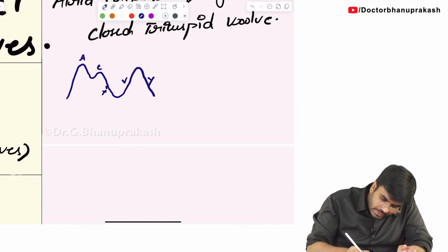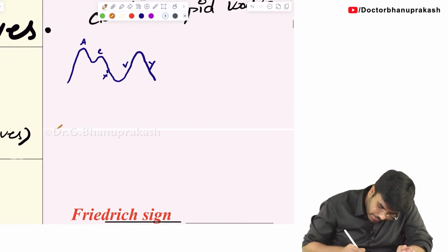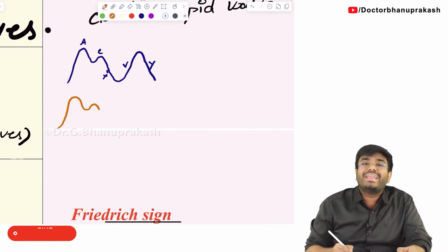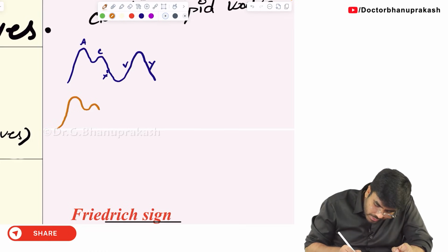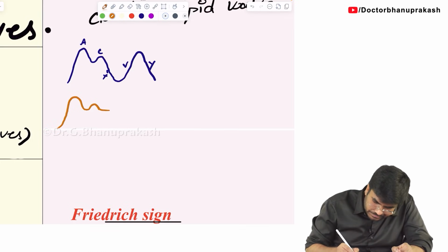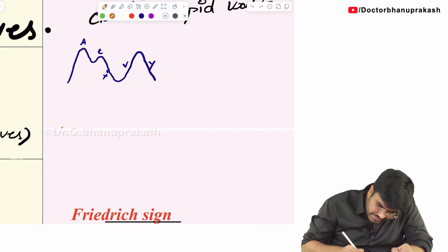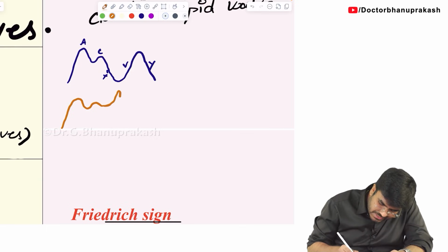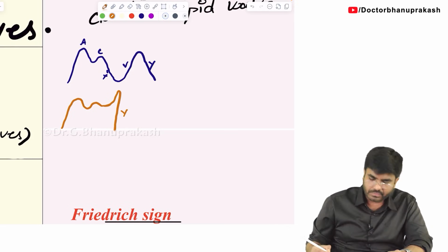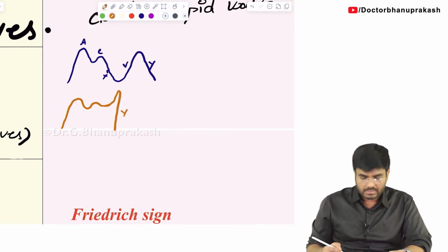Look carefully. In a patient with tricuspid regurgitation, the A wave is normal, the C wave is also okay, but who is not there? X descent is absent. So there is no X descent. After the C wave, there is a tall V wave directly, and a sharp, prominent Y descent is going to come. Okay, this is how the JVP is going to look.